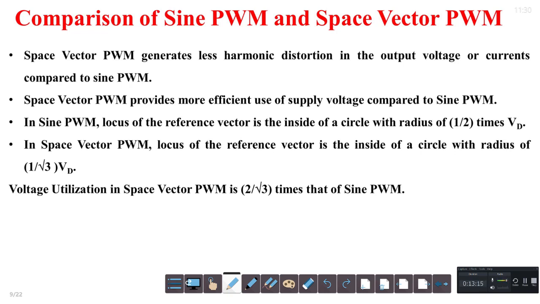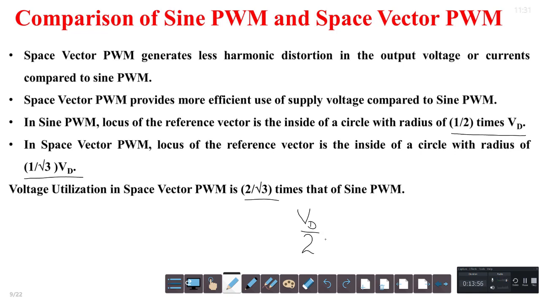How? In sine PWM, the locus of the reference vector is inside a circle of radius Vd by 2, that is 0.5 Vd. But in space vector PWM, the locus of the reference vector is inside a circle of radius 1 by root 3 Vd, that is important. So, voltage utilization in space vector PWM is 2 by root 3 times that of sine PWM, because in sine PWM the voltage utilization is given by Vd by 2. The locus of the reference voltage is Vd by 2 in sine PWM.